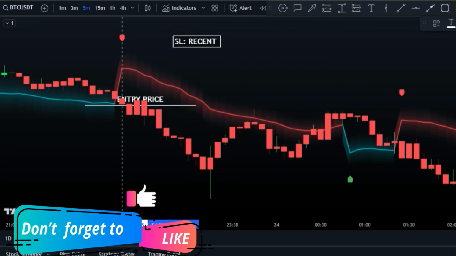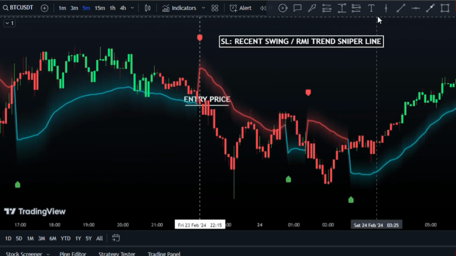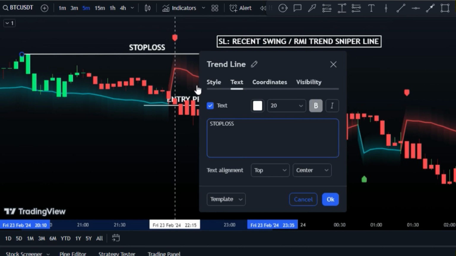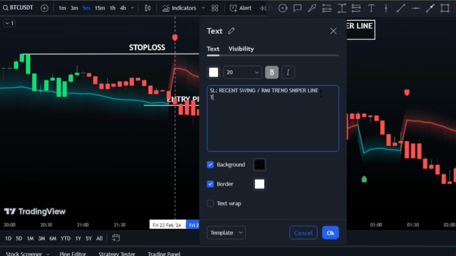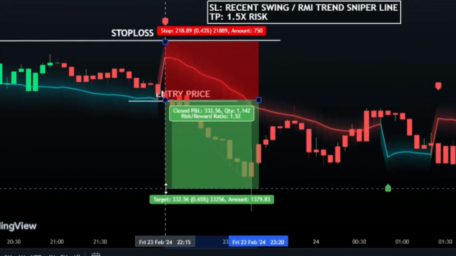Next, don't forget to put a stop loss for your trade. You can use either the recent swing high or the RMI trend indicator line. And to exit the trade and profit, aim for a target that is 1.5 times the risk of your trade.